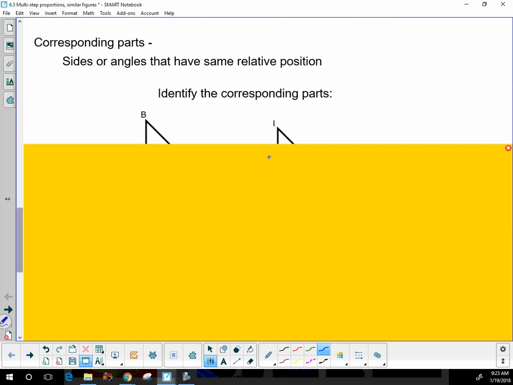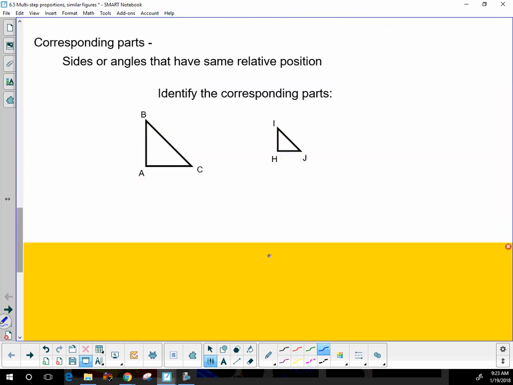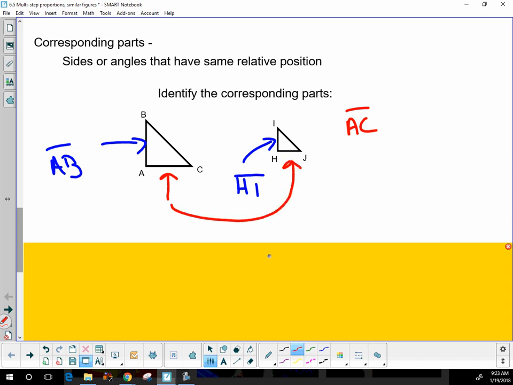What do I mean by the same relative position? Well, they're kind of in the same place, but on the different figure. So if I'm talking about this line segment right here, line segment AB, that would correspond with which side on this second figure? This one. It's line segment HI. Hi. Okay. Also, if I was talking about this one here, line segment AC corresponds with that one. That's what I mean by the same relative position.